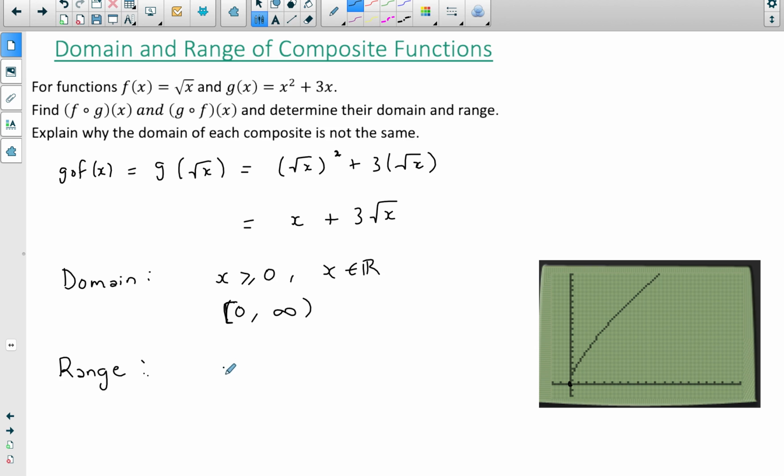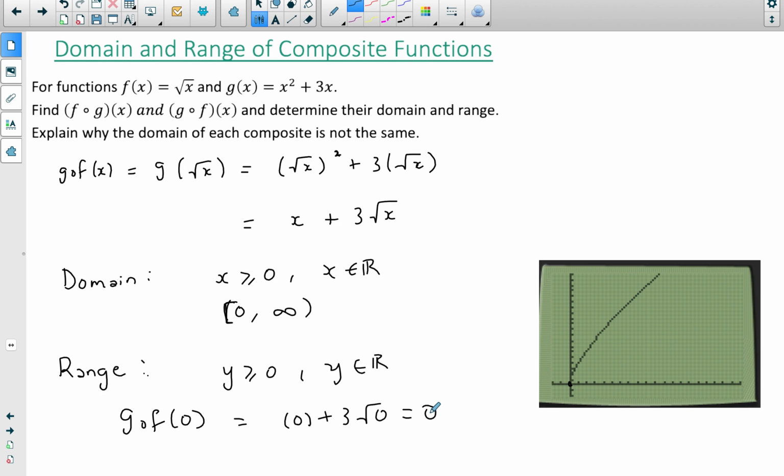So the range is y bigger than or equal to 0, where y is in the real numbers. Another way to see it is if you substitute the smallest possible number in your domain. You're going to get 0 plus 3 root of 0, which is equal to 0. So obviously with the smallest domain value, you're going to get 0.